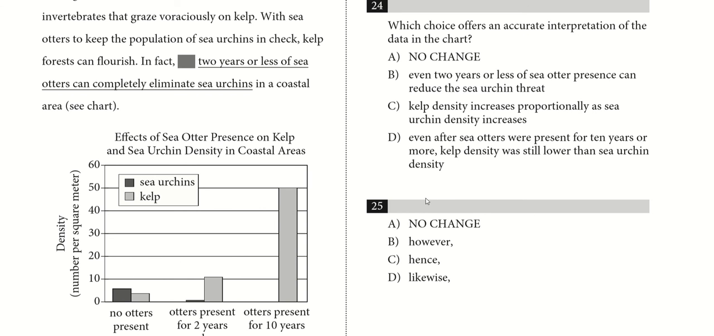And D, even after sea otters were present for 10 years or more, kelp density was still lower than sea urchin density. That's definitely not true because we see that the kelp density is very high and sea urchin density is not even visible. So B is going to be our answer here.